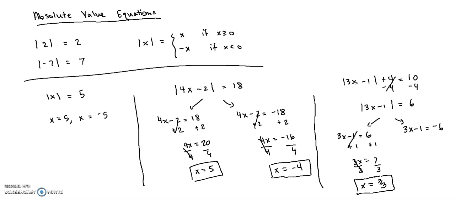The 3's are going to cancel. 7 minus 1 is 6. 6 plus 4 is 10. That works. You can write it out if you need to.